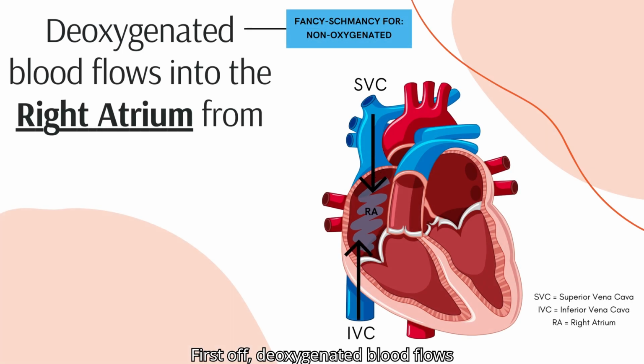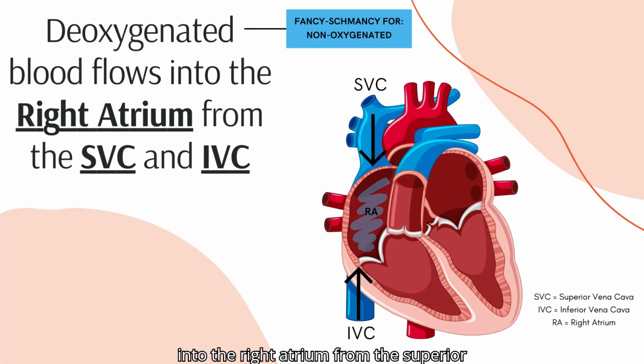First off, deoxygenated blood flows into the right atrium from the superior vena cava and the inferior vena cava, which is shown here as SVC and IVC. The superior vena cava is responsible for bringing in deoxygenated blood from the upper parts of the body, which include the head, neck, shoulders, arms, and upper chest. On the other hand, the inferior vena cava carries deoxygenated blood from the lower parts of the body, including feet, legs, lower thorax, abdominal area, etc.